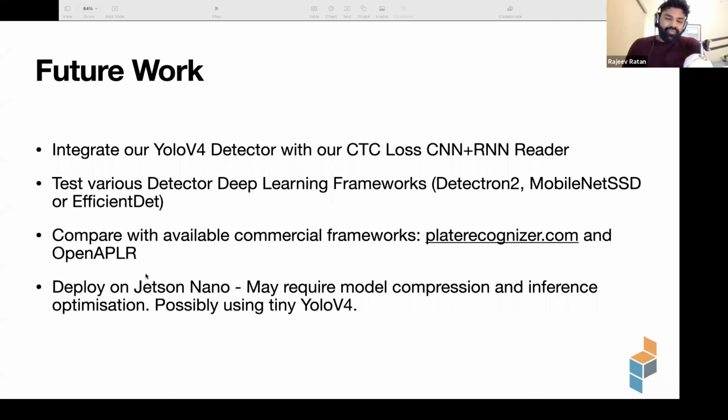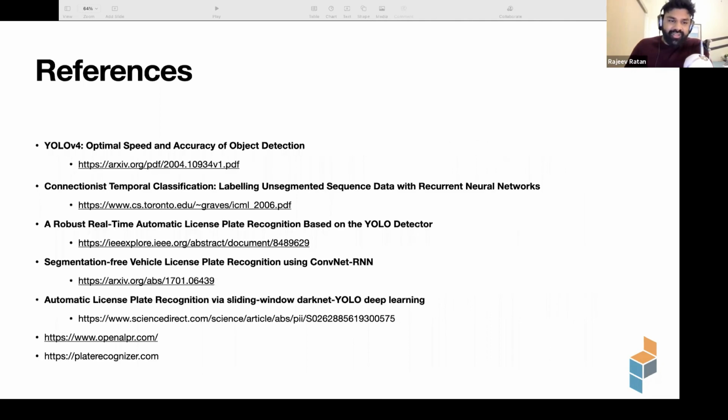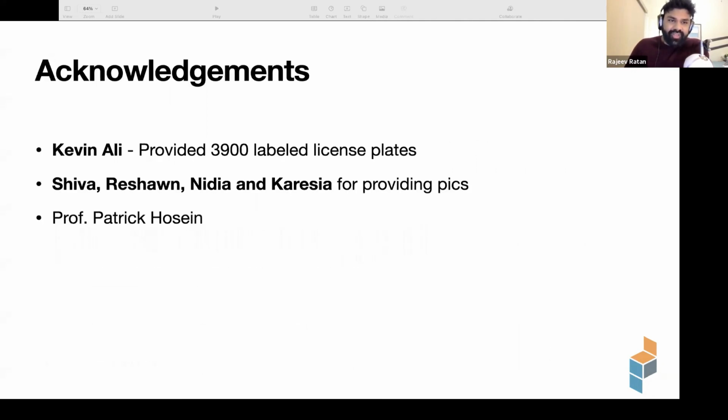And then we want to deploy this on a Jetson Nano. So to do that, we will probably have to use a different version of YOLO version 4, which is called Tiny YOLO version 4, which is almost 3 times, let's say at least twice as fast. So perhaps on the Jetson Nano, we can be getting maybe upwards of 4 frames a second, which would be good enough for real-time detection. So these are some references here in case you want to take a look at them.